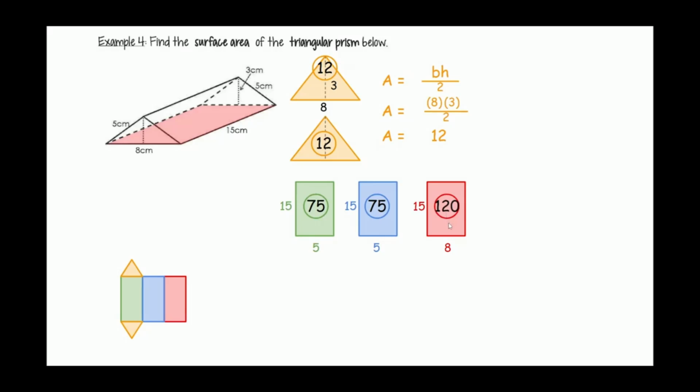It's 120. Let's add up the sides. 12 plus 75 plus 75 plus 120. Our answer should be 294 centimeters squared. And that's our final answer. So that is how you find the surface area of triangular prisms.